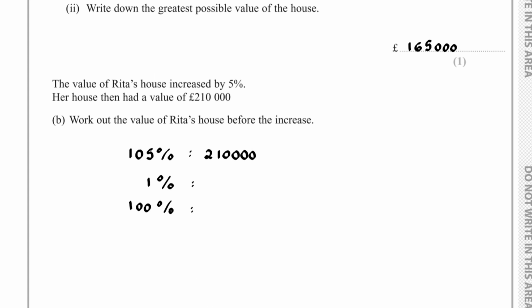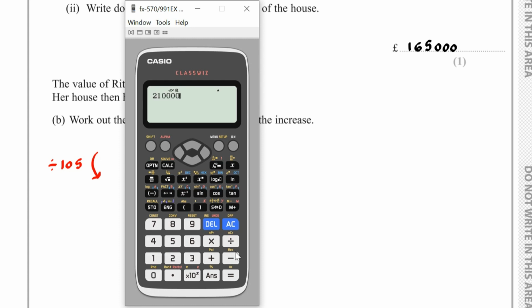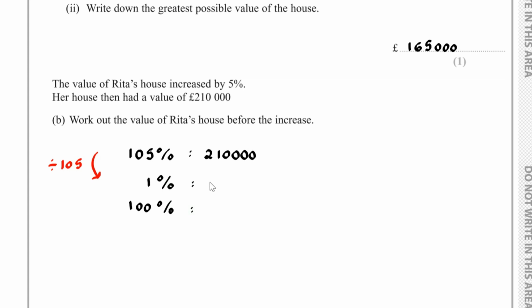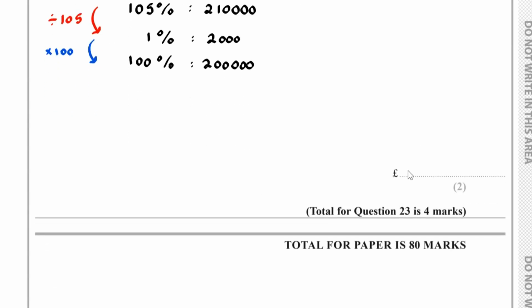Now what we can do with this is find out what 1% is, and then find out what 100% is. So if we divide by 105, then 210,000 divided by 105 is 2,000. So we have 2,000, which is represented by 1%. And now if I times by 100, that means we end up with 200,000 for the value of the house before the increase. So we've got 200,000.